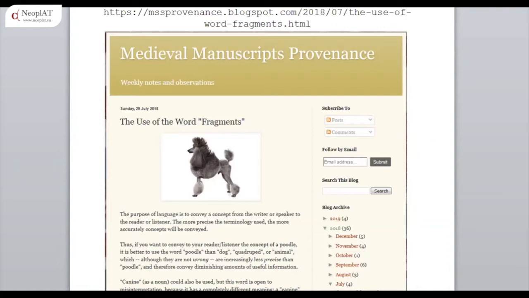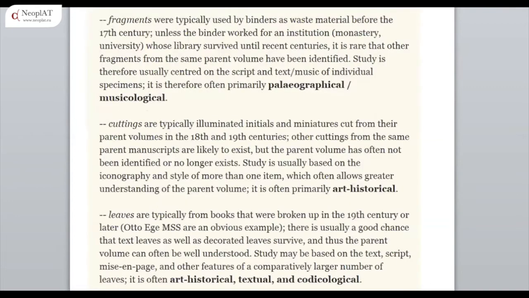This was a blog post by renowned scholar Peter Kidd, who had some questions and proposed a typology of fragments. And in his typology, as you can see, he wants to talk about bits of manuscripts in terms of what they were used for, where they came from, how they're studied, and what disciplines study them. So he wants fragments, cuttings, and leaves.